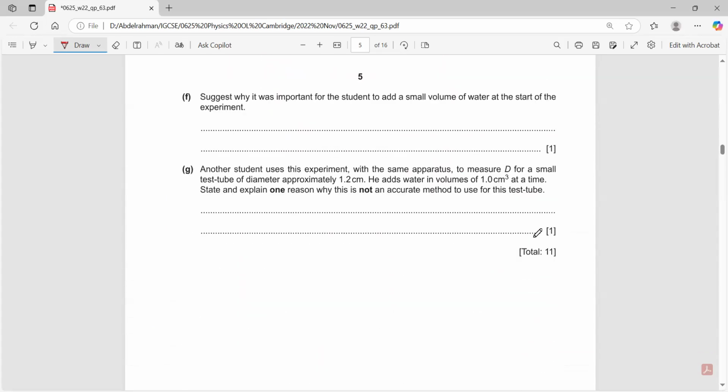And then when she keeps on adding 5 centimeters cubed of water, she can measure the new height and measure the diameter based on these readings of the height. Okay, so the diameter isn't constant of the tube.